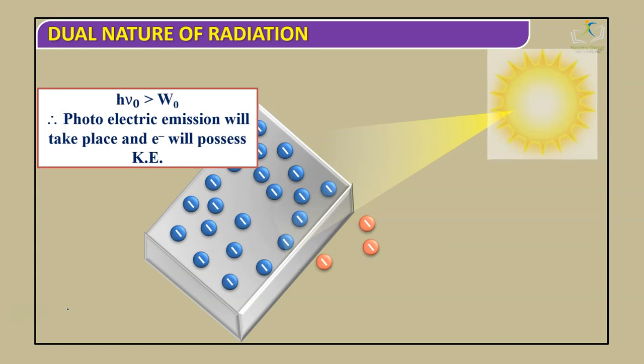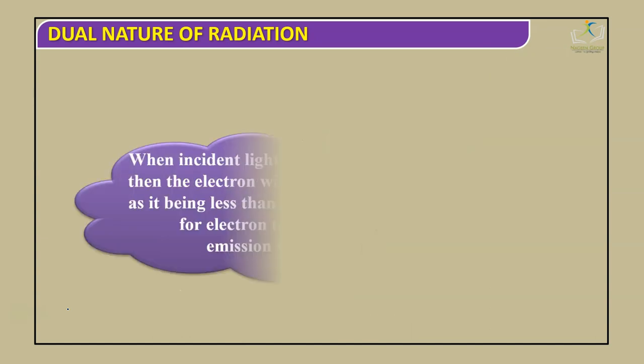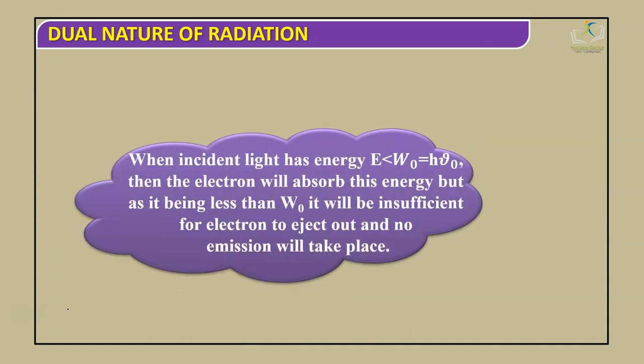When h nu naught is greater than the work function, photoelectric emission will take place and the electron will possess kinetic energy. When the incident light has energy E less than W naught, which equals h nu naught, the electrons will absorb this energy, but since it is less than W naught, it will be insufficient for the electron to eject out, and no emission will take place.